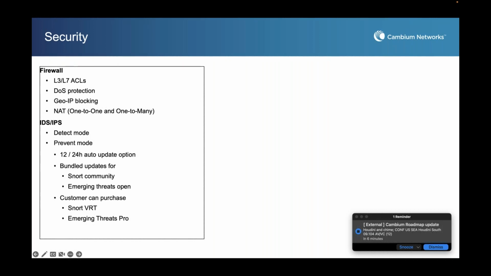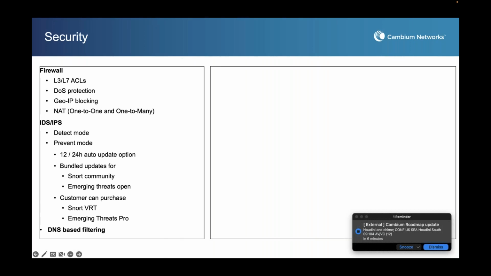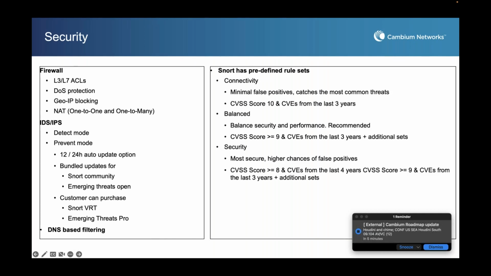So that's basically what it is, and that is something that the customer purchases externally, and the system will install it. It's not through Cambium. What Cambium will provide is the Snort community and the emerging threats open version, right? Then moving on, there are some details on how these things are configured, but in the interest of time, you will have the slides, but I will skip this.